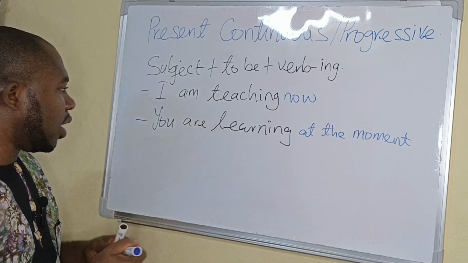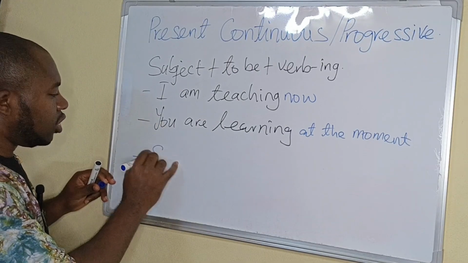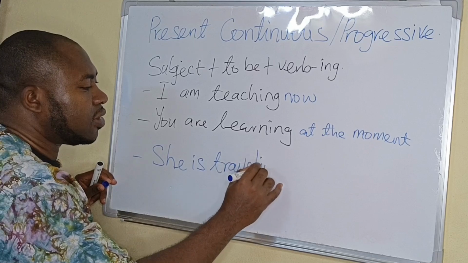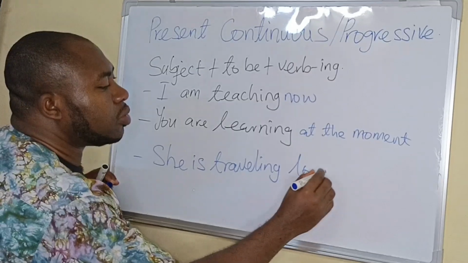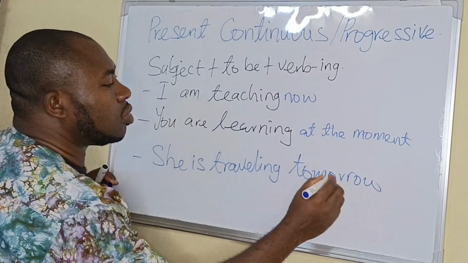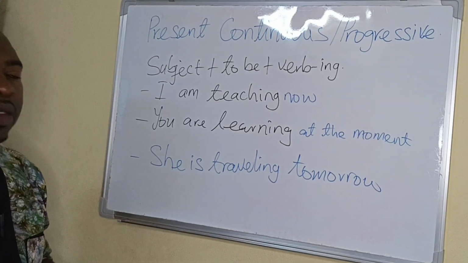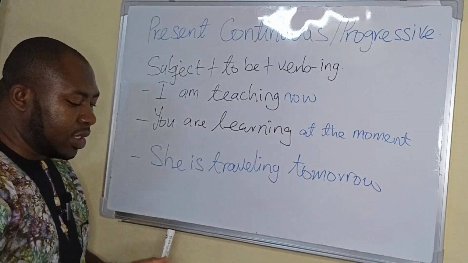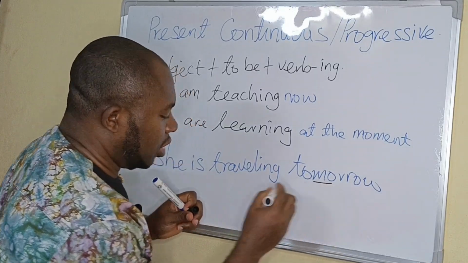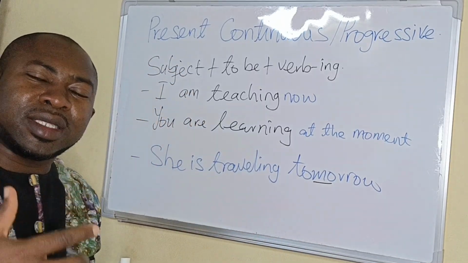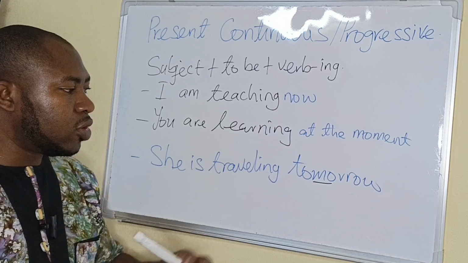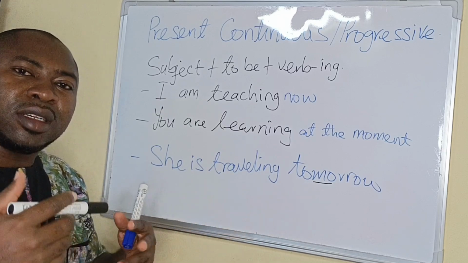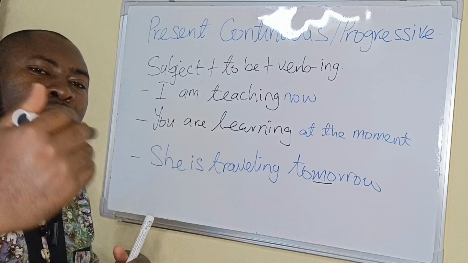Okay, for example, I can say, she is traveling tomorrow. Okay, so you see, she is traveling tomorrow. So this word tomorrow has already made the sentence to be in the future. Ce mot tomorrow, demain, a déjà expliqué que c'est une action au futur.